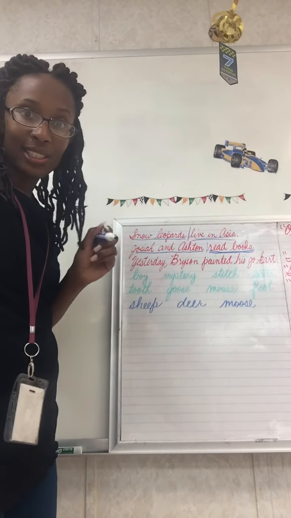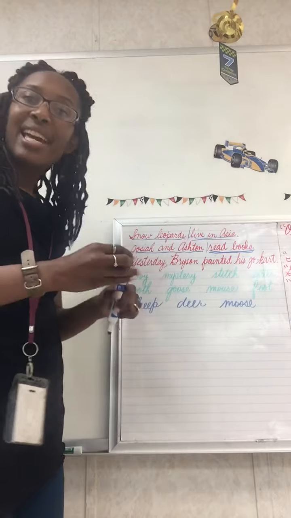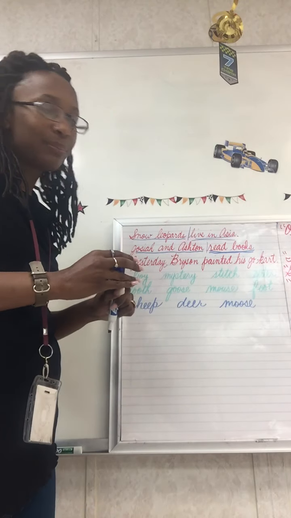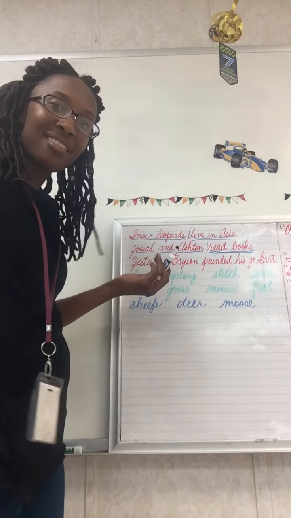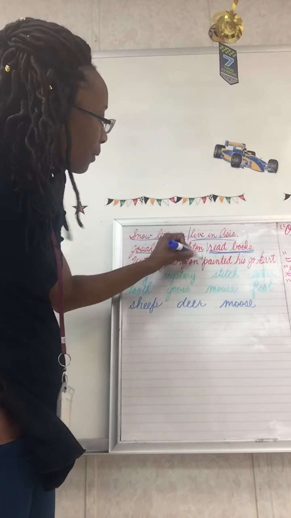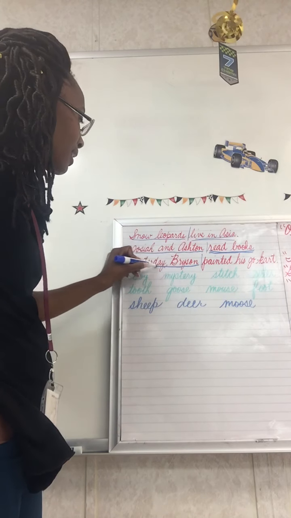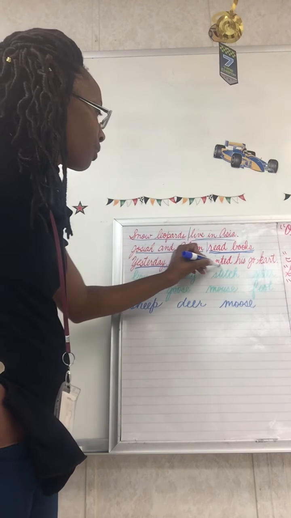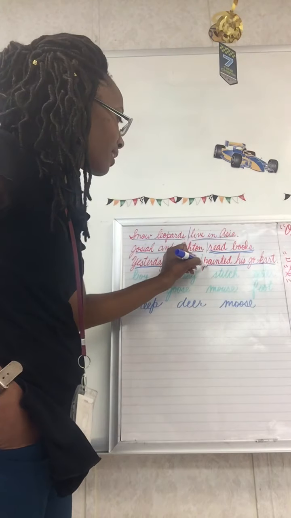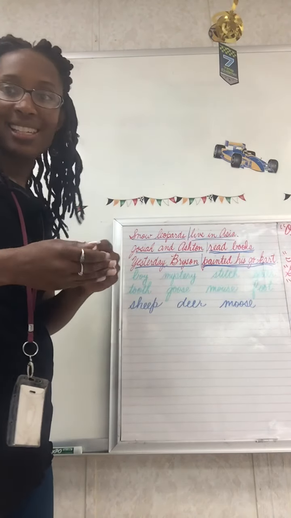And the last sentence reads as follows. Yesterday, Bryson painted his go-kart. Who or what is this sentence about? Yes, it's about that young man, Bryson. And what did Bryson do? He painted his go-kart. So Bryson will be underlined once, and then painted his go-kart will be underlined twice because that's the predicate part of the sentence. Nice work, class. Not bad.